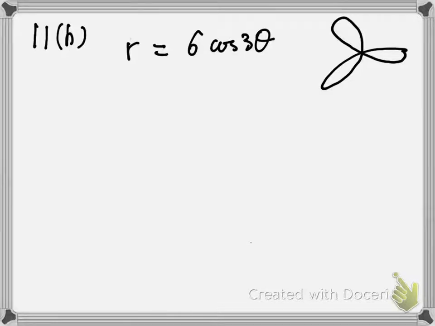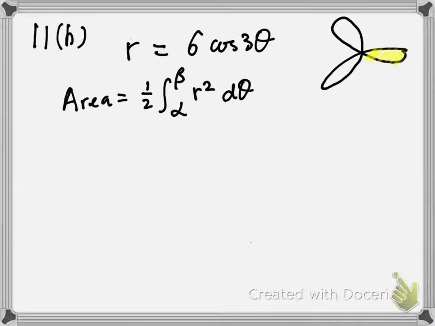In this video, we'll learn how to find the area of one petal of the 3 petal rose. The formula to use is area equals one half the integral from alpha to beta of r squared d theta. So r squared is very easy. It will just be (6 cosine 3 theta) squared.